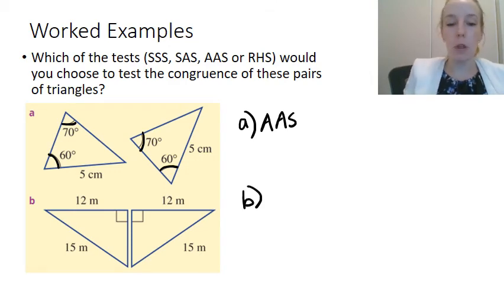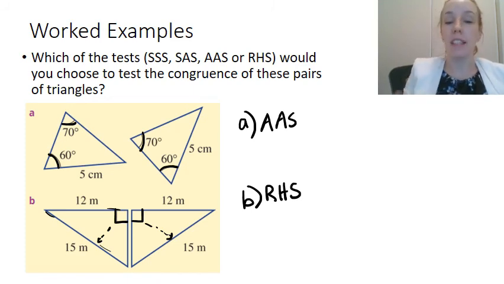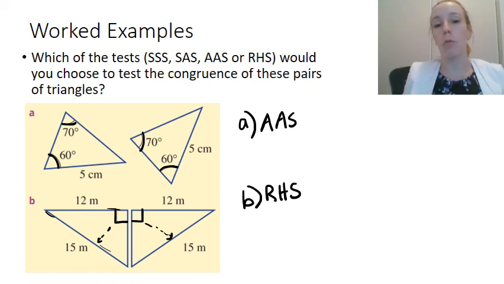For B, both of these triangles are right-angled triangles. Our hypotenuse, which is this side here, they both have a corresponding hypotenuse of 15 meters, and they also have another corresponding side which is 12 meters. So they fulfill the RHS test for congruence. That's the test we would use for those two triangles. It's just a matter of looking at the triangles, looking at what information you're given, and seeing which rule it fulfills. And that's all we have for today's video.